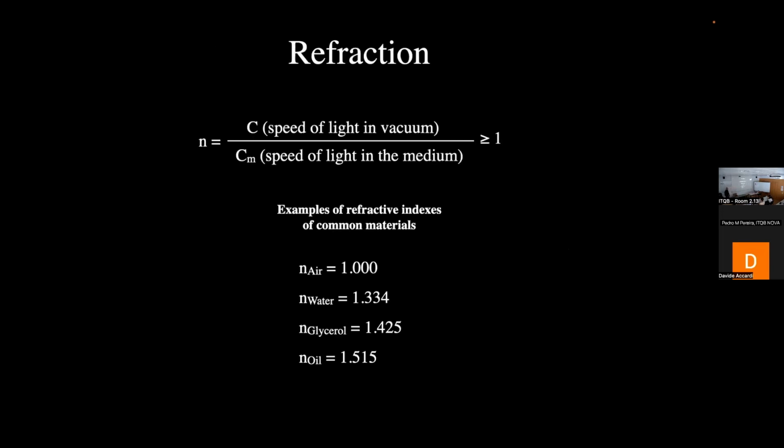There are a few examples of refractive index. The refractive index of air is 1, approximated to the third decimal. Water is 1.334, then glycerol and oil. You see, the denser the material, the larger this number, because the speed of light in the medium becomes smaller; it becomes slower and slower. In a fraction, if you decrease the denominator, the result becomes bigger. Are we okay with this? Okay, very good.